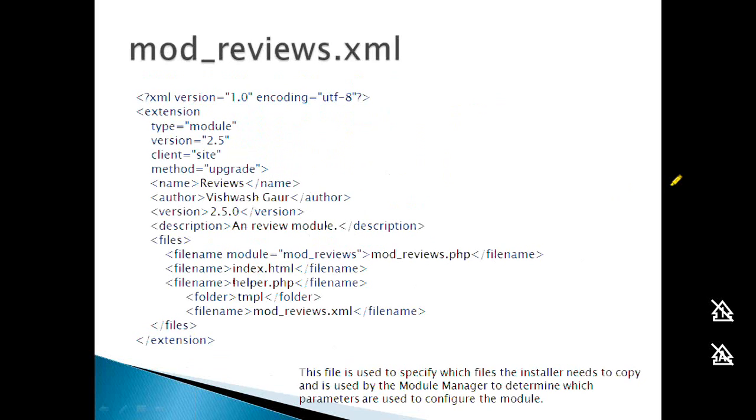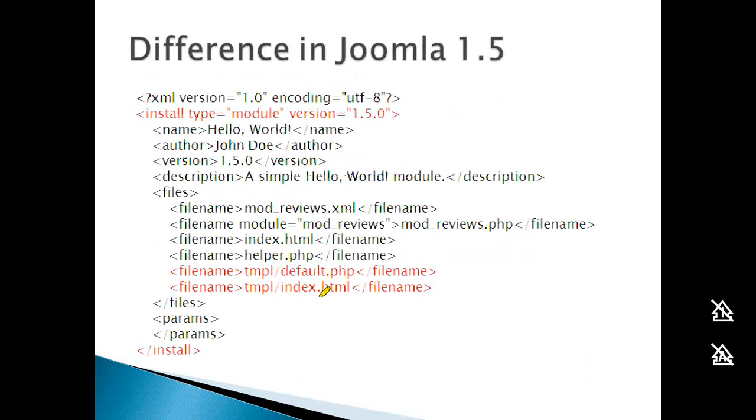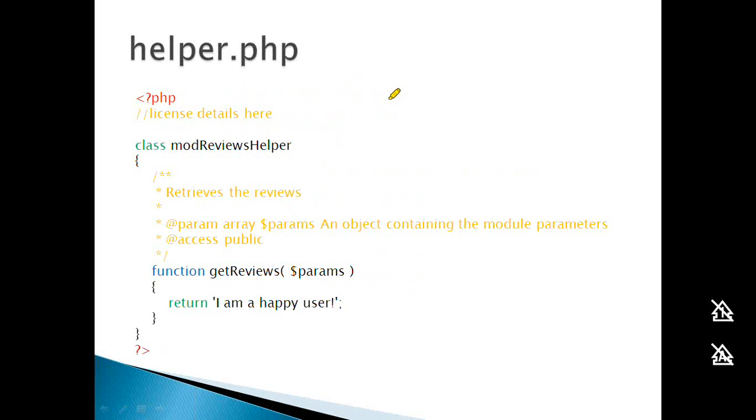So I quickly go back to the screen. Here you see the extensions, and you see the folder name just once. No other file inside the folder is included. But when you come to 1.5, you see install instead of the extension, and each file has to be defined. So this way, 2.5 is much better in the handling of the code. Now I'll come to the next file of the module, which is the helper.php.